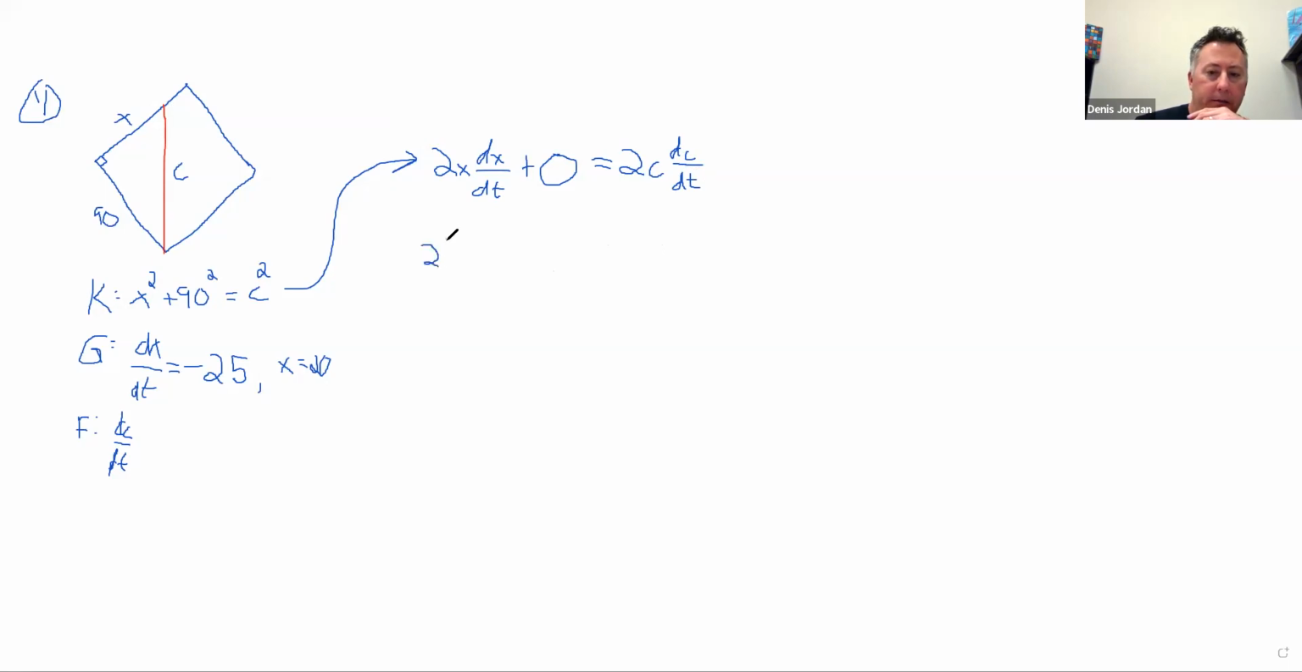And now you can start plugging in your numbers. We have x equals 20, dx/dt. Do we leave out the dx/dt because that's just telling us derivative, right? Or no, dx/dt is the rate. Okay. Yeah, negative 25. And usually when you start plugging in your values, all of a sudden you're going to be like, oh wait, I'm missing one. So in this case, it's that c, because we don't know what c equals. They didn't tell us. But you can use your equation again and find it. So we know x is 20.